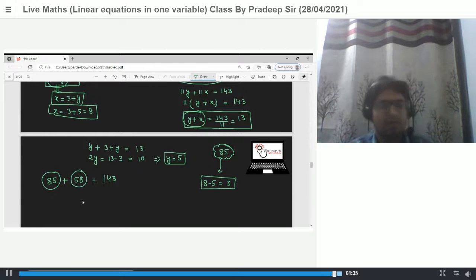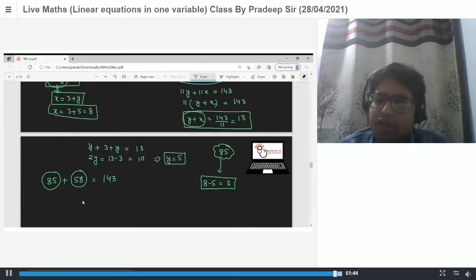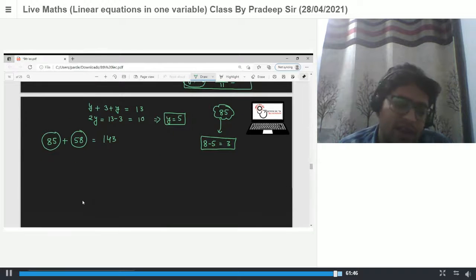So the original number is either 85 or 58. So this is your question. Now you can do from your NCERT, 2.1 till 2.4, with examples. You can do the exercises till 2.4 also, including it.